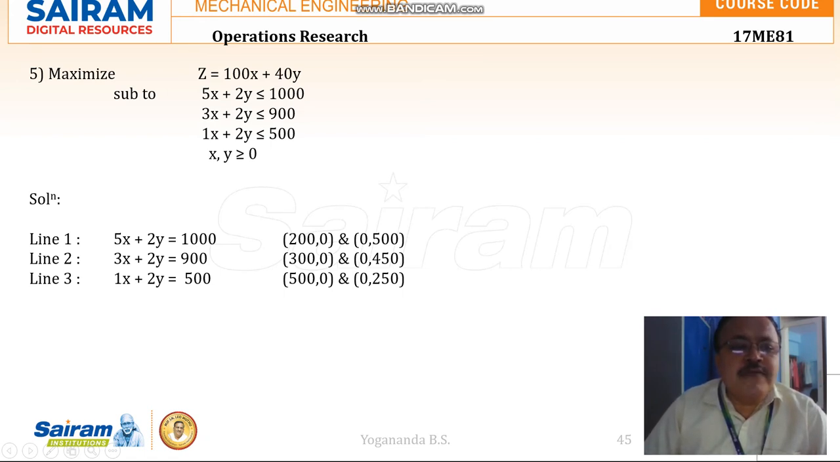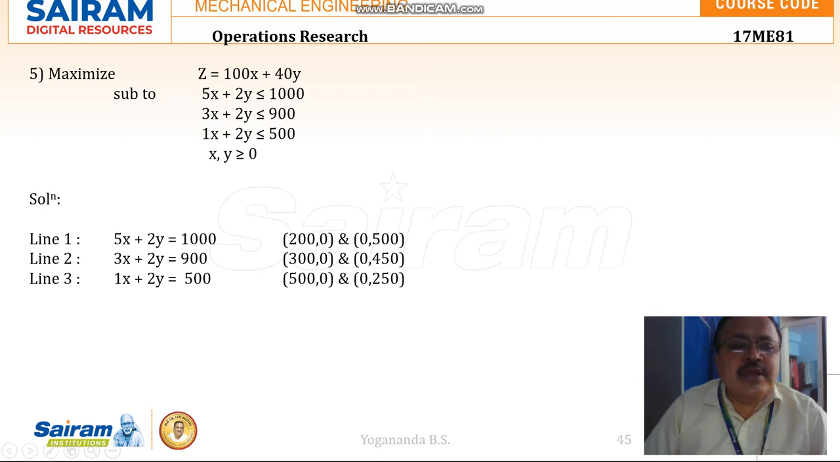So I have the first constraint, that is 5x plus 2y, less than or equal to will be taken as equals, so that is 1000. Either by making x coordinate 0 or y coordinate 0, we are finding the other ordinate. If x is made 0, then 2y is 1000, so y becomes 500. If y is 0, 5x is 1000, so x is 200. So it is 200 comma 0. The other coordinate will be 0 comma 500.